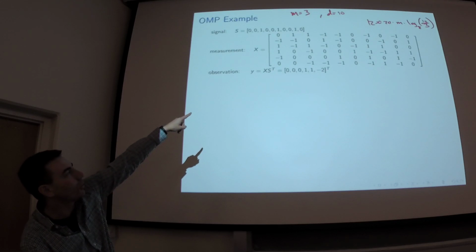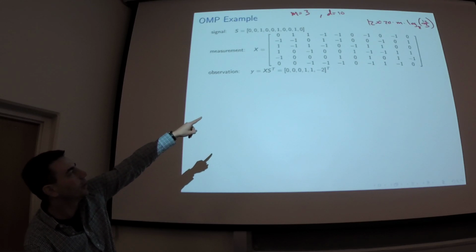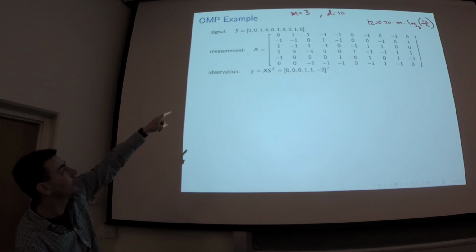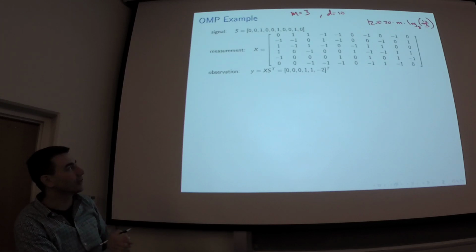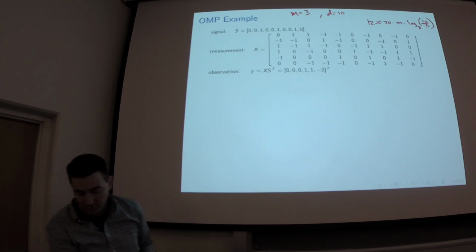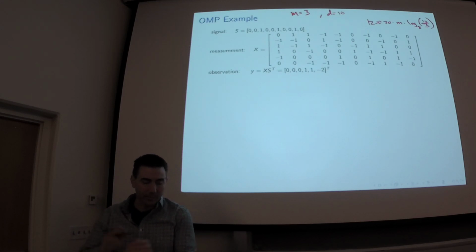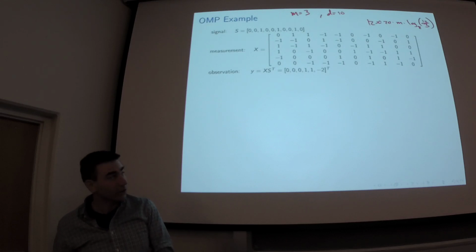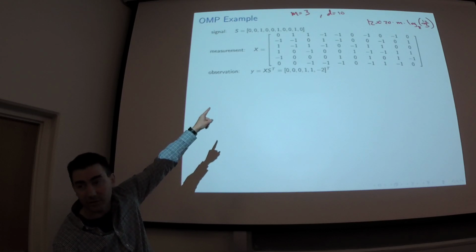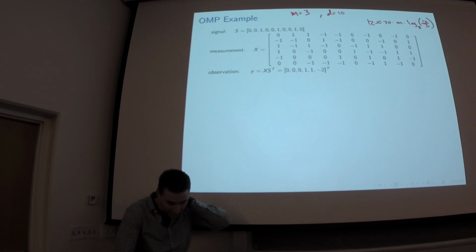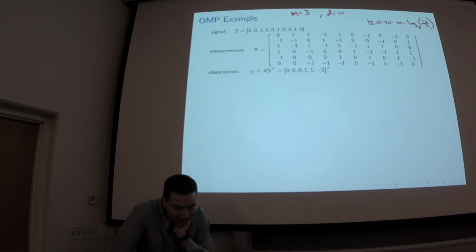I got out this observation y: 0, 0, 0, 1, 1, minus 2. With the unknown signal, let's see if just from x and y I can actually recover s. What I want to do is take the dot product of y with every column of x and see which one is the largest. You guys look at it, and I'll look at my notes and see if we come up with the same thing.